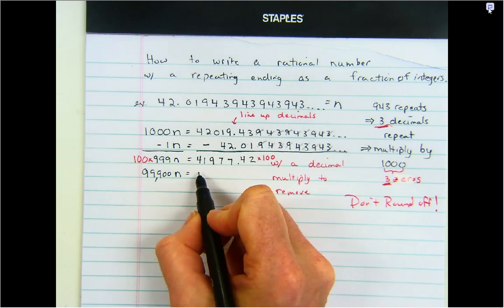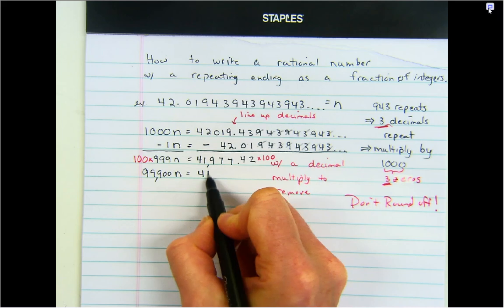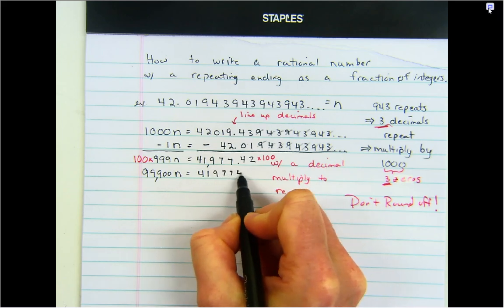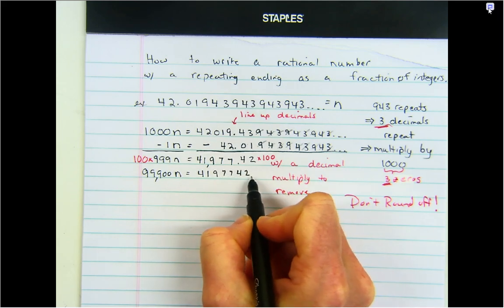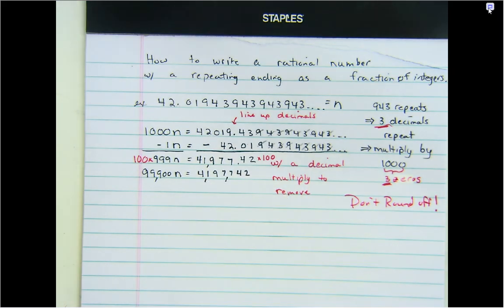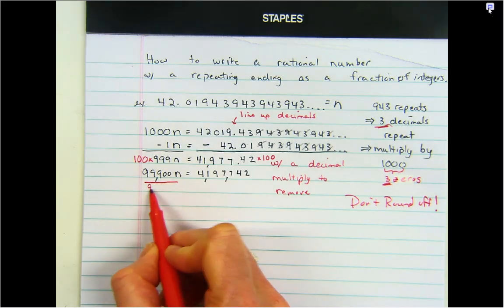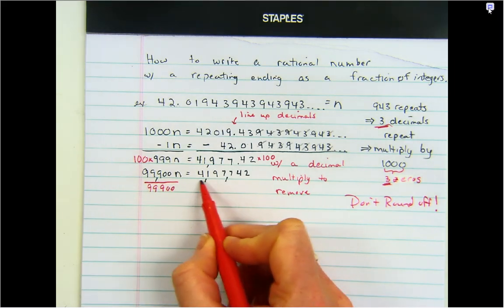The next line, the 41,977.42, we multiply by 100 as well, and that moves your decimal 2 places to the right. So now it's to the right of the 2, so I'm not going to write it down. We have 4,197,742. We're almost there now. We just have to divide out the number in front of n. So we take both sides of the equation and divide out 99,900.